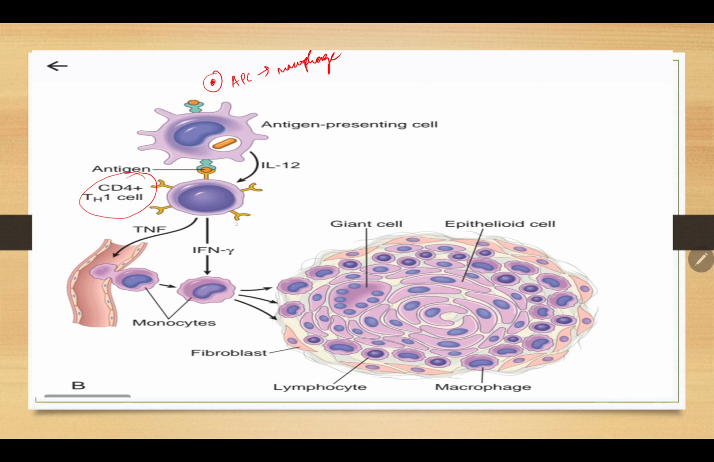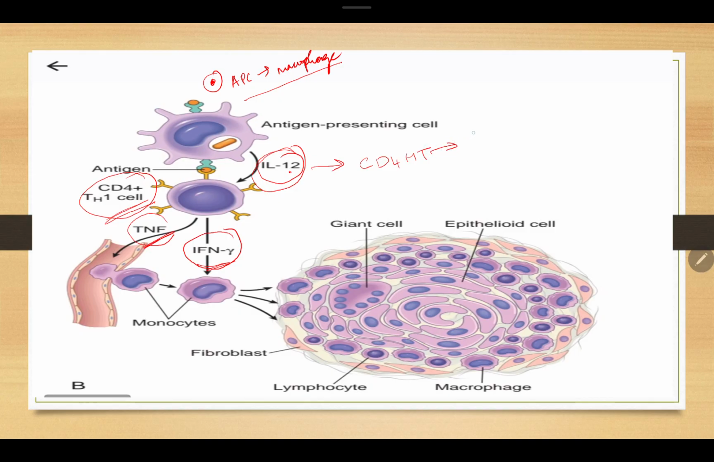So these CD4 T helper cells will release interferon gamma. First the antigen presenting cell secretes interleukin 12, and it will activate the T helper cells, and this activated T helper cell, as we already said, releases tumor necrosis factor, TNF, and it will also release interferon gamma. So the activated T lymphocytes become CD4 helper T cells.